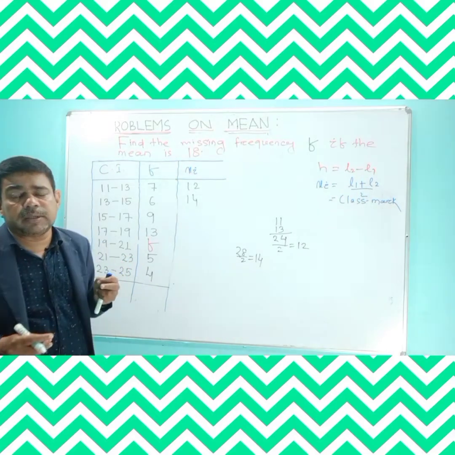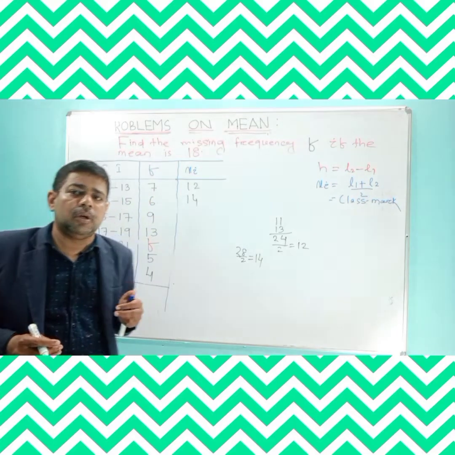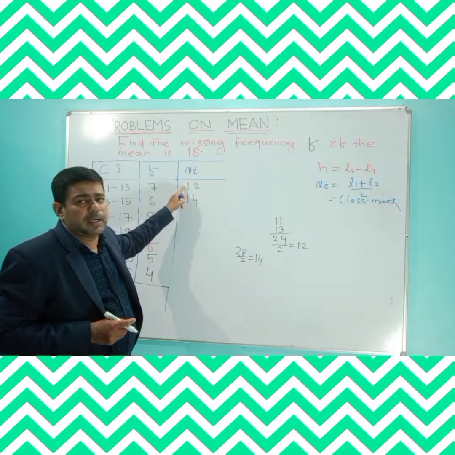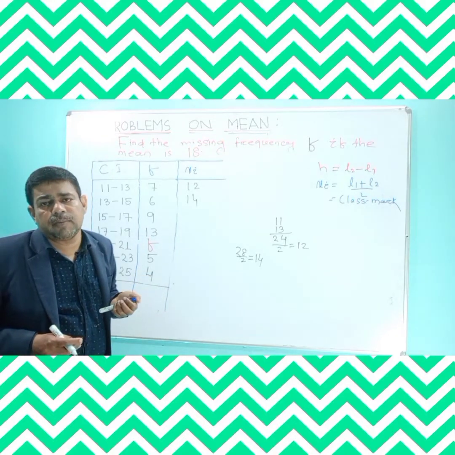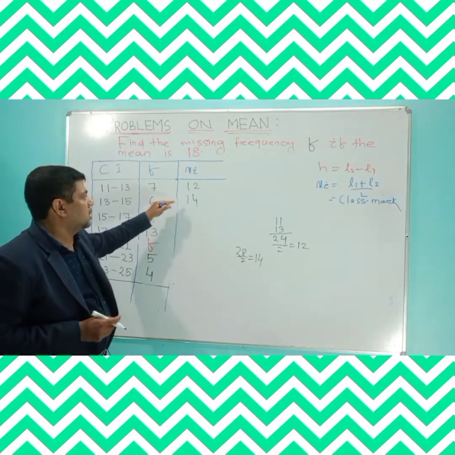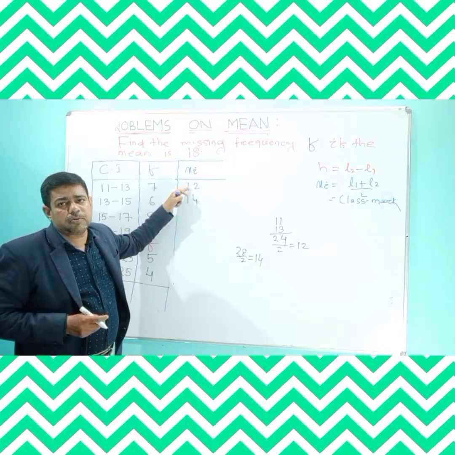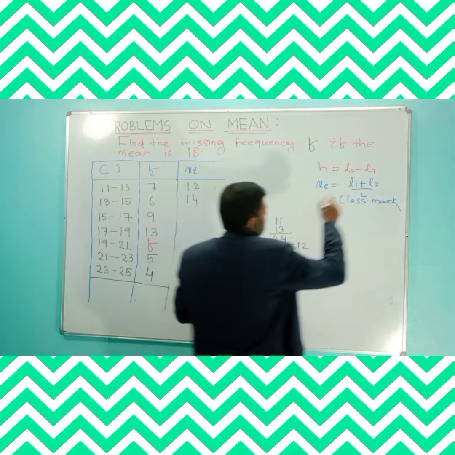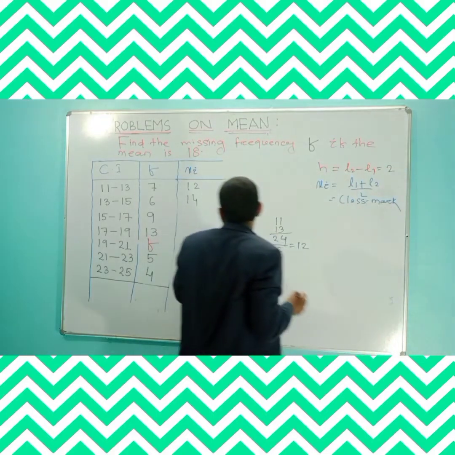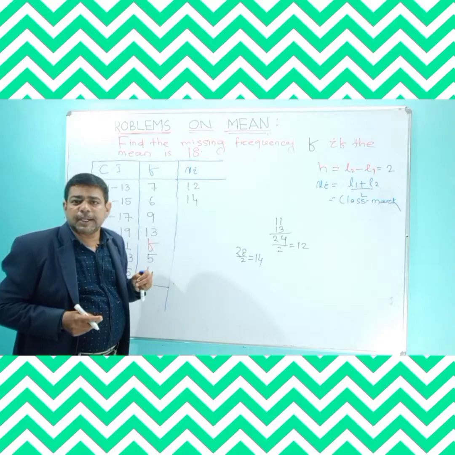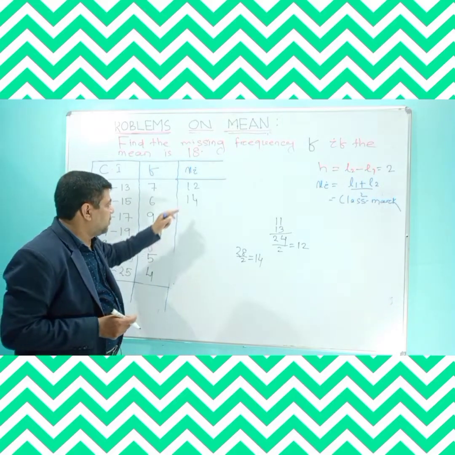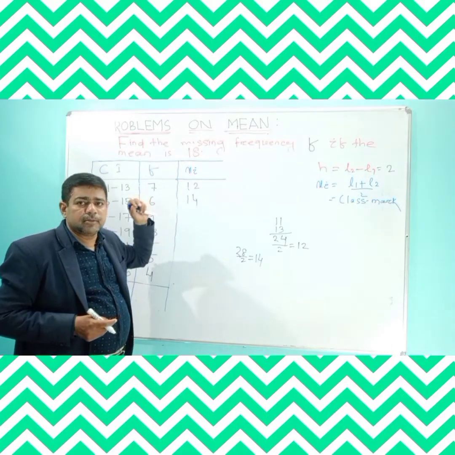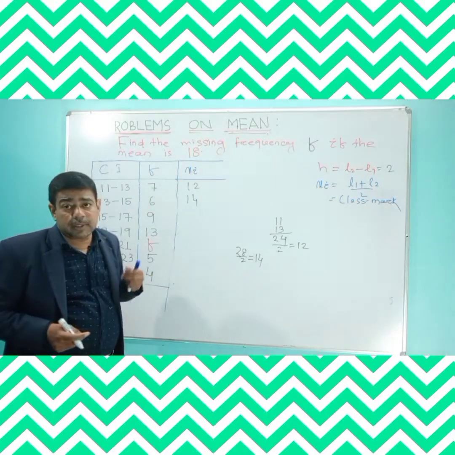But there is another interesting, easy process also. If you know the class mark of the first class interval and the data is given in the same class size, then you can add the class size to the previous class mark. Here the class mark is 12, and the class size is 2, which is L2 minus L1. So 12 plus 2 is 14, which also comes. You can check also. By adding the class size to the previous class mark, we can find out the class mark of the next class interval.